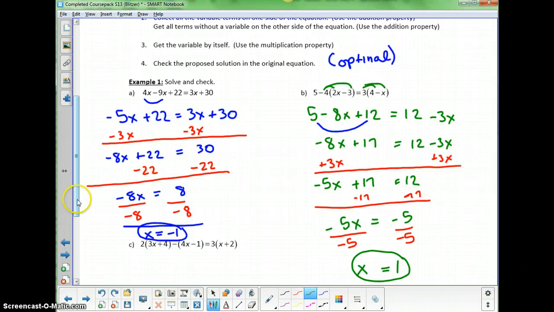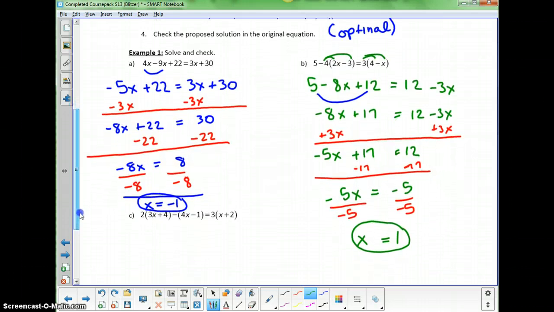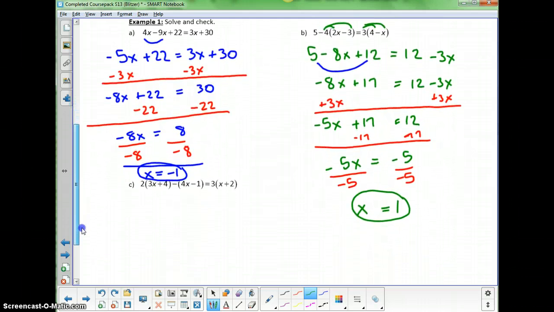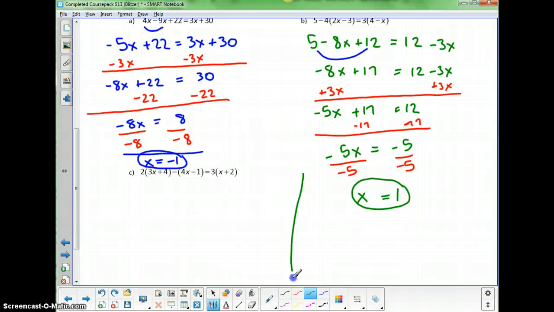Alright, let me go ahead and check. I didn't check the first one, I forgot. Let me go ahead and check the second one right here. This is my optional checking step. To check it, I'm going to plug that 1 into the original. So it was 5 minus 4 times 2 times x, which is 1, minus 3. And I want to know if that's equal to 3 times 4 minus x, which is 1.